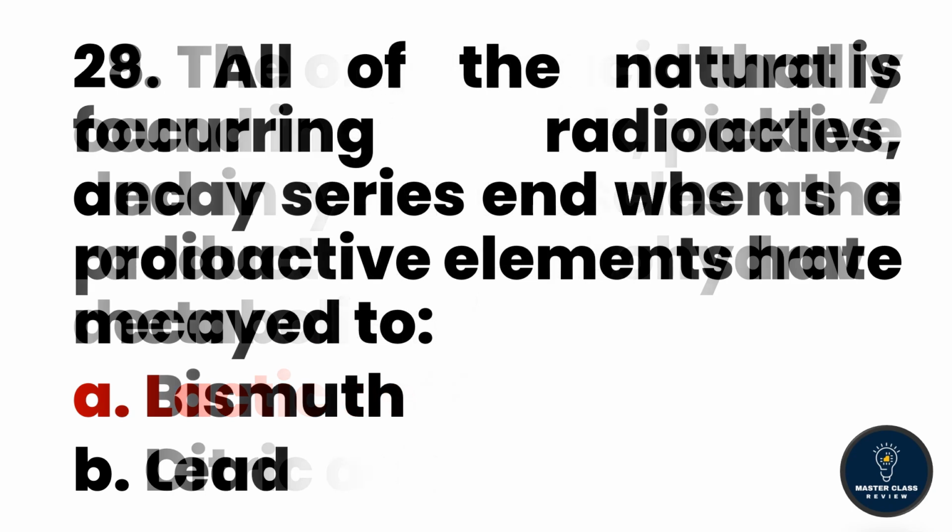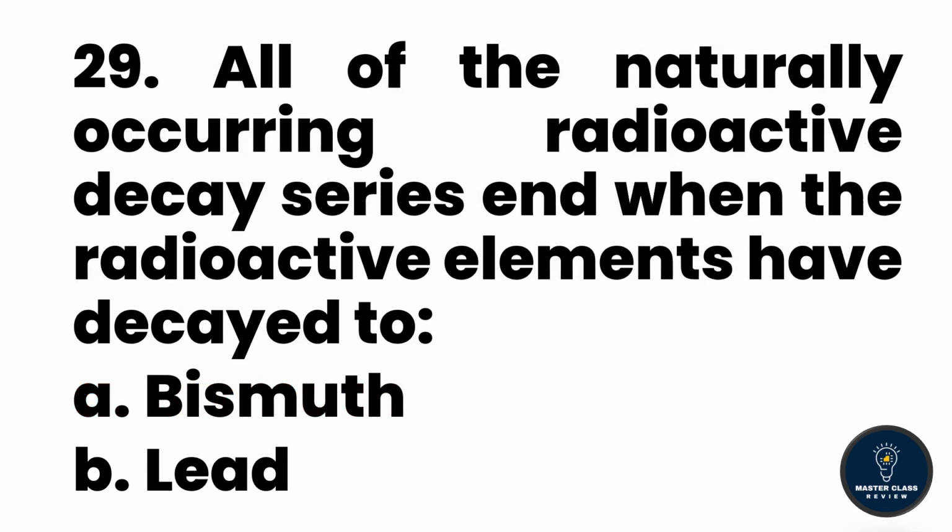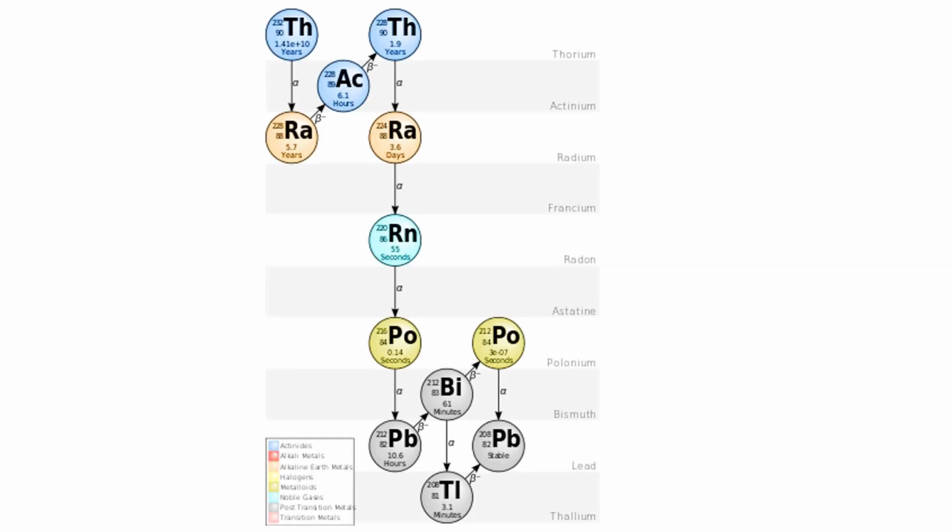muscles becomes limited. All of the naturally occurring radioactive decay series end when the radioactive elements have decayed to what? Yes, it is lead. Lead, particularly its 4 stable isotopes, has a configuration that makes it highly resistant to further decay. Check this out. This is an example of a radioactive decay series of thorium into lead. The combination of lead's inherent stability and the increasing energy requirements for further decay makes it a natural endpoint for many radioactive decay chains.